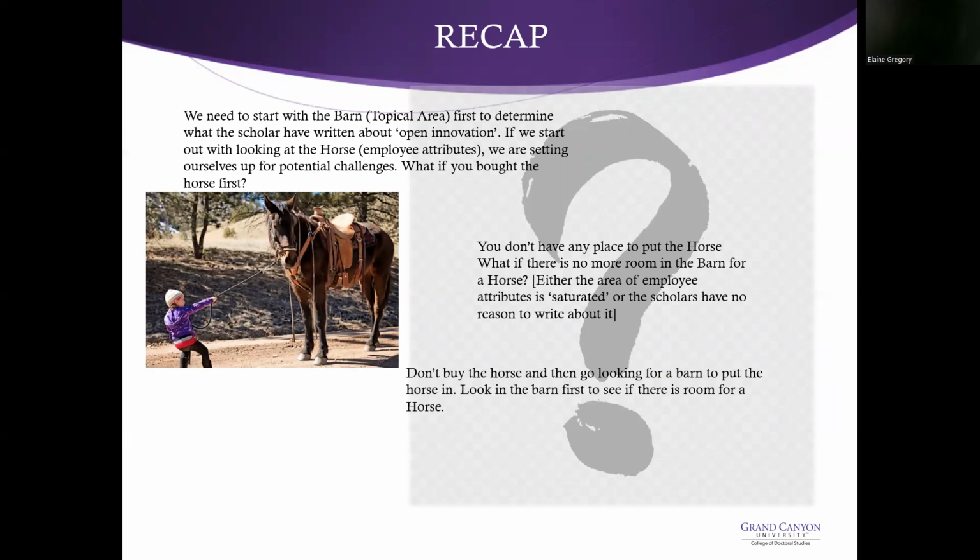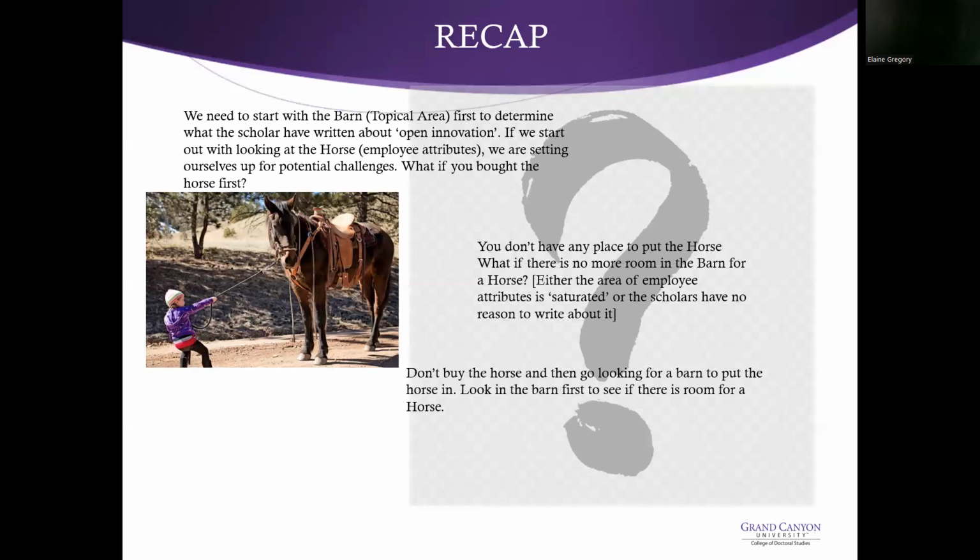You need to start with the farm and the barn first to determine what the scholars have written about your topic. Because if we start out with the horse and we try to work backwards, we're setting ourselves up for potential challenges. So what if you get your heart and mind set on a topic and you try to backfill it with literature? That's kind of like buying a horse and looking for a place to put it. What if there's no more room in the barn for that horse? Either that area is saturated, we've got enough horses in our barn, or the scholars have determined that there's no further reason for us to study the horse. Now you're left with nothing.